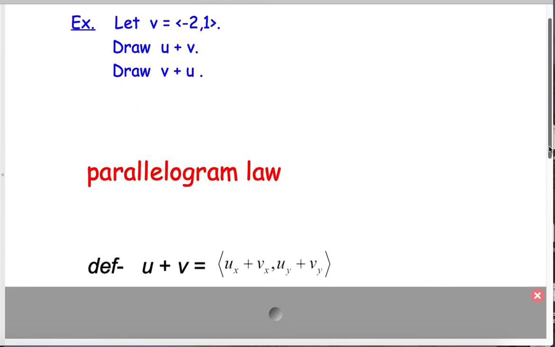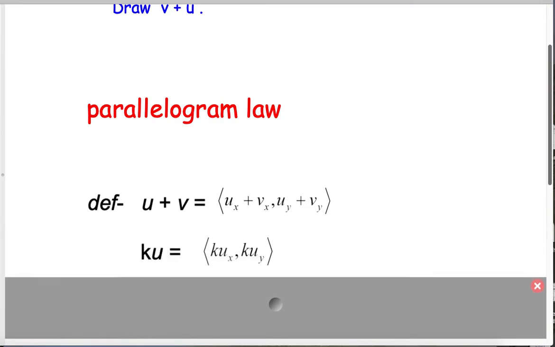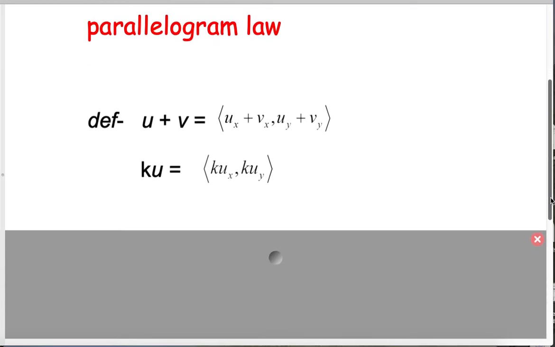Now, if we're not looking at a picture, adding two vectors simply means you add the x components and you add the y components. And multiplying a vector times a scalar, or a constant, we multiply each component by that constant. So the arithmetic involved with vectors is really easy. And it's exactly what it seems like it should be.